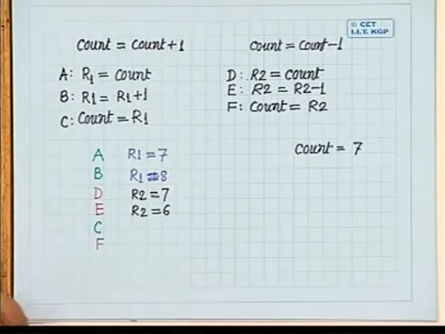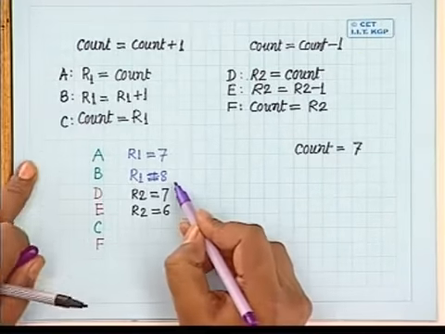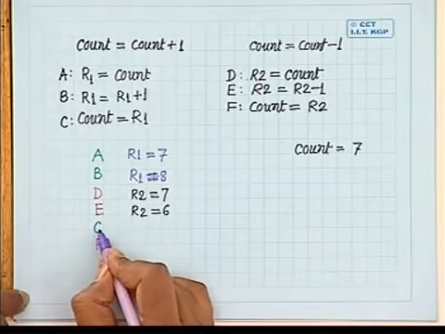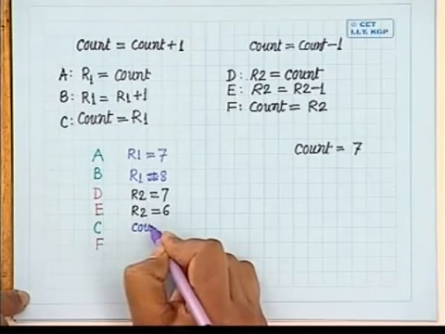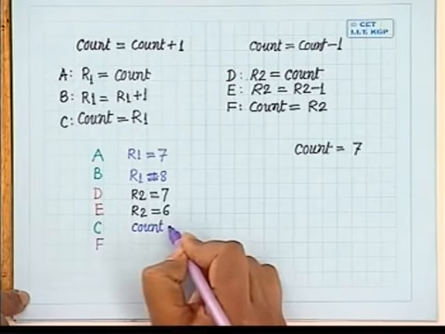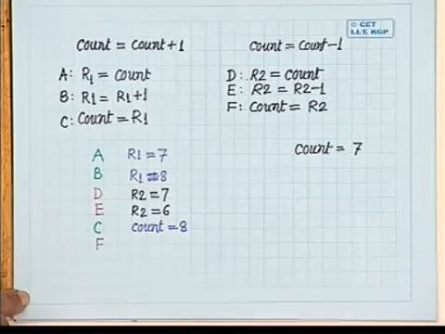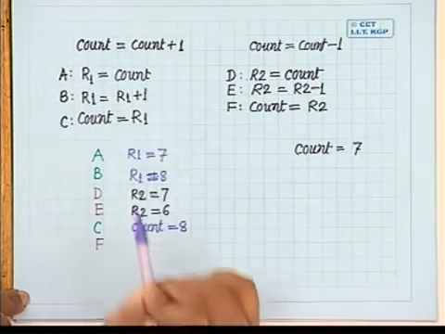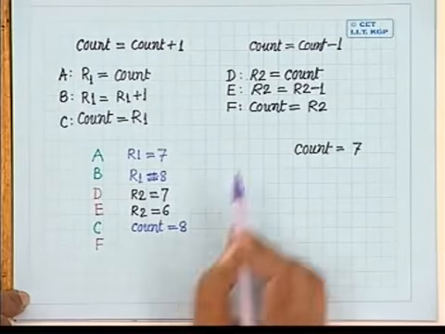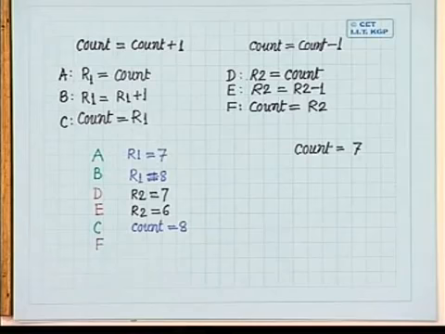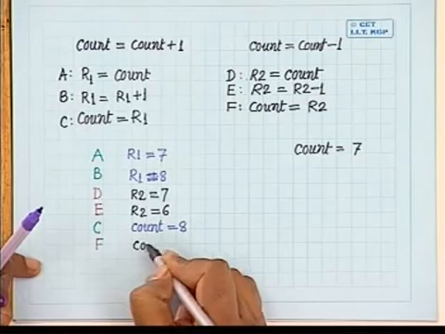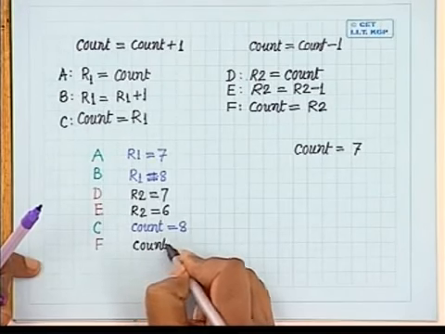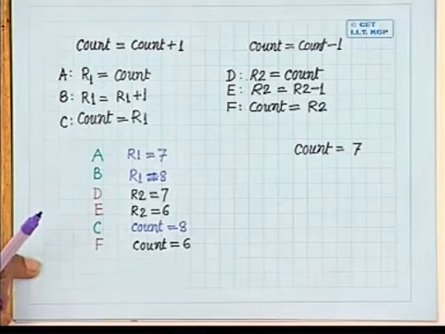Following that, we have the producer process which writes the value of R1 into location count, and the value of R1 is 8. So in statement C, 8 will be written into the location assigned to variable count. That means the value of count becomes equal to 8, because it is R1 which is written to location count. And after that, in statement F, it is the value of R2 which is written back to location count. So count becomes 6.